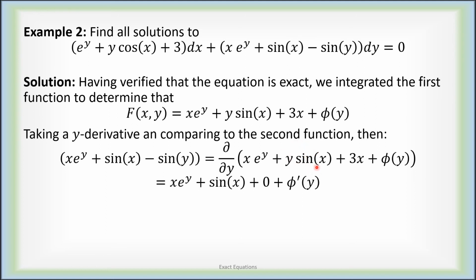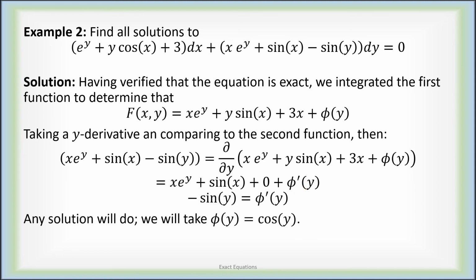Okay, if x is a constant, sine x is just some number. Number times y, the derivative is whatever that number is. Well, if 3x is a constant, its derivative is 0, and whatever this function phi is, its derivative is phi prime. So overall, x e to the y plus sine x minus sine y equals x e to the y plus sine x plus phi prime. So we determine that phi prime must be minus sine y, and therefore, phi of y is cosine of y, plus any actual constant, but it doesn't really matter which choice we make, so we'll just take the constant here to be 0.